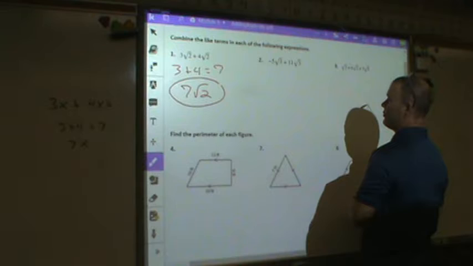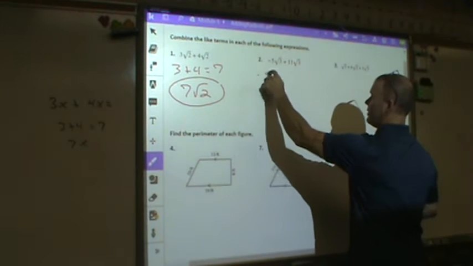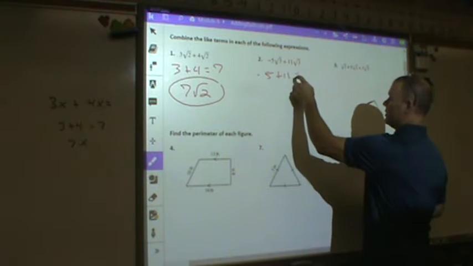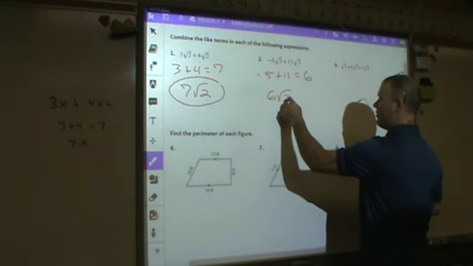Same thing in number 2 here. Minus 5 rad 3 plus 11 rad 3. Minus 5 plus 11, which is 6, so you get 6 rad 3.